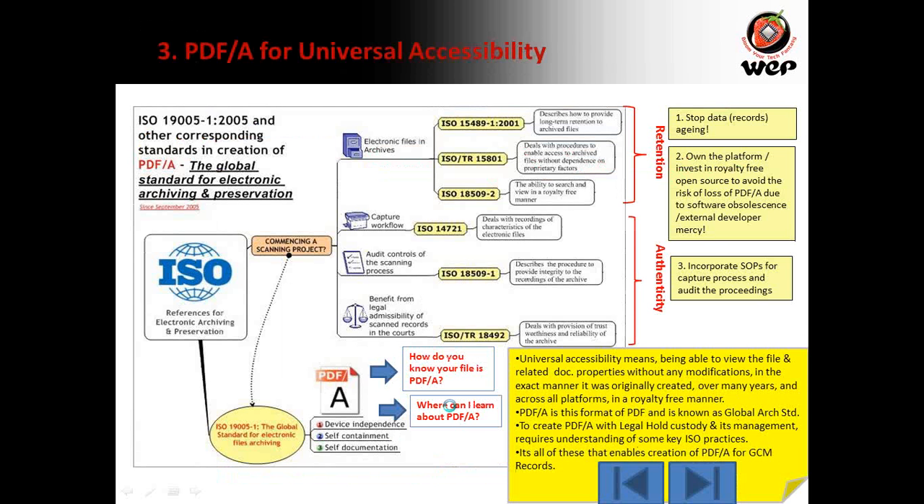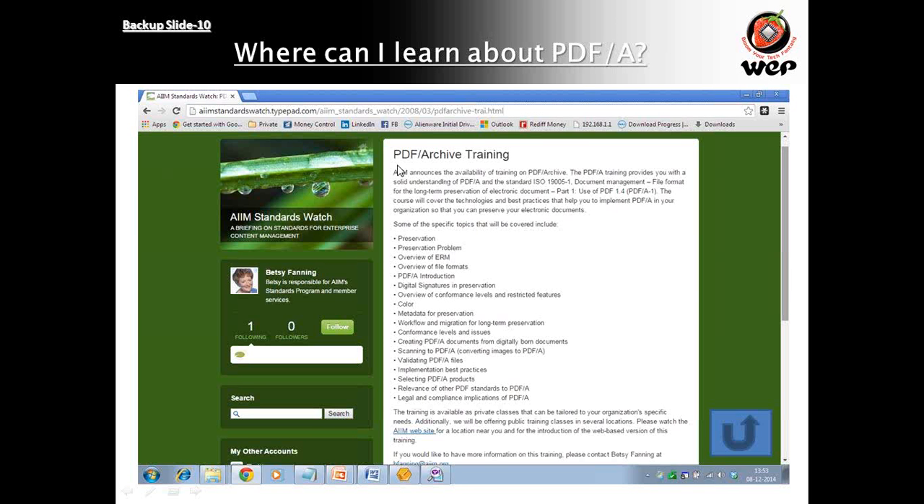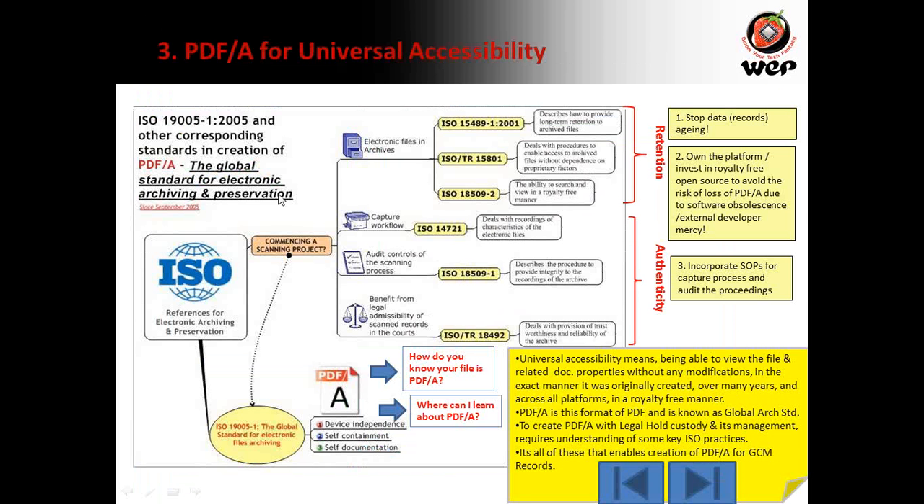Where can one learn about PDF/A? Well, we have Professor Google that gives you quite a bit of information. Just by typing PDF/A, we see close to 69,000 crore hits being found. If one needs professional training, there are also organizations that provide training on PDF/A. So there are professional places from where one can learn about PDF/A, a very important aspect of digitization. It's all these that enable the creation of PDF/A for governance, compliance, and management.